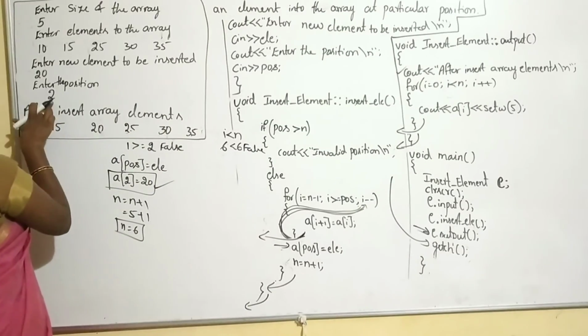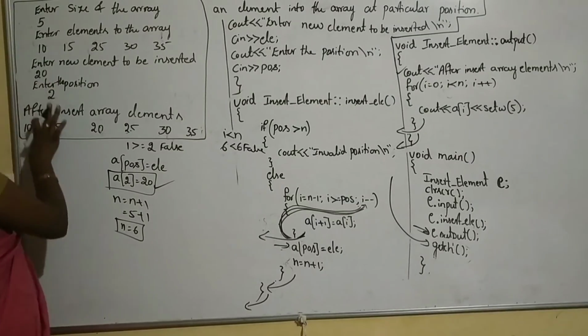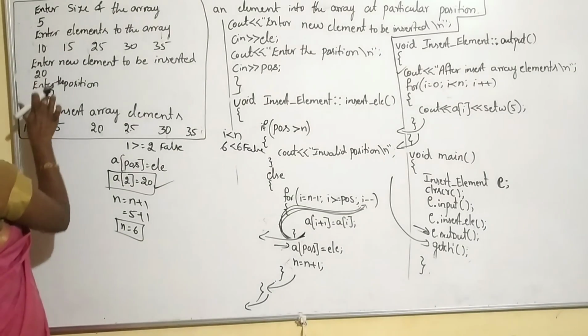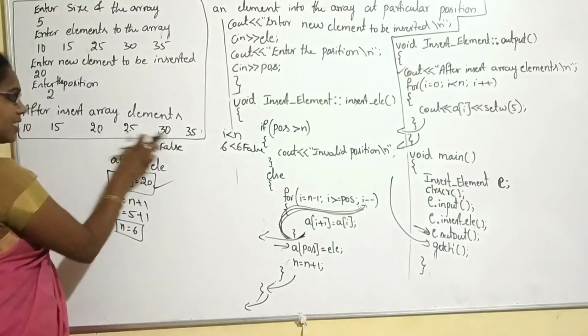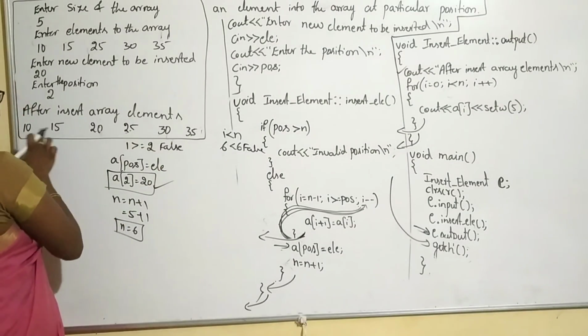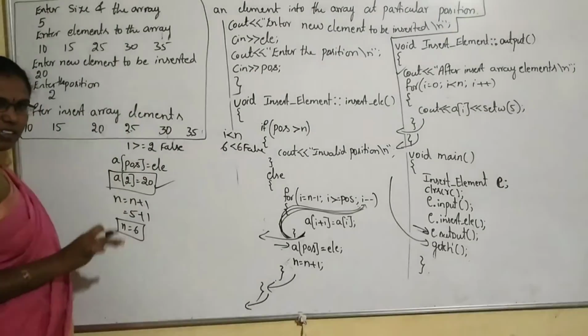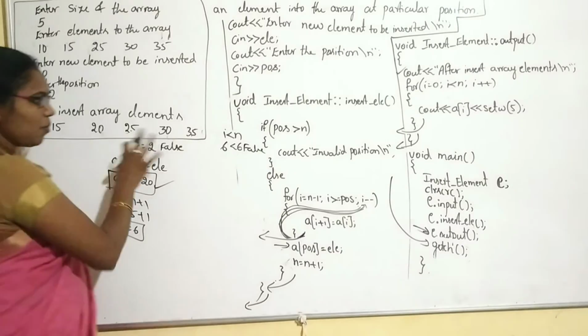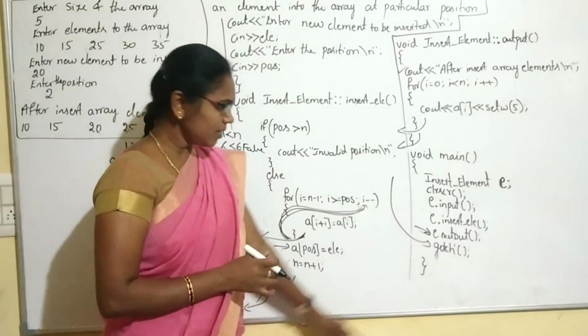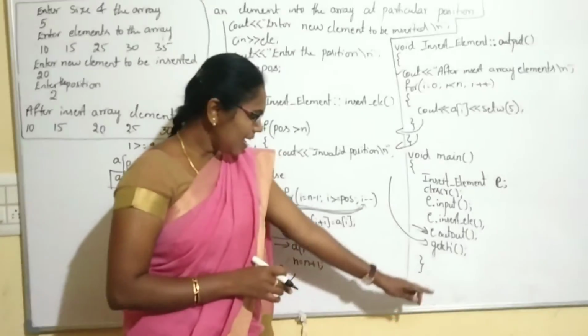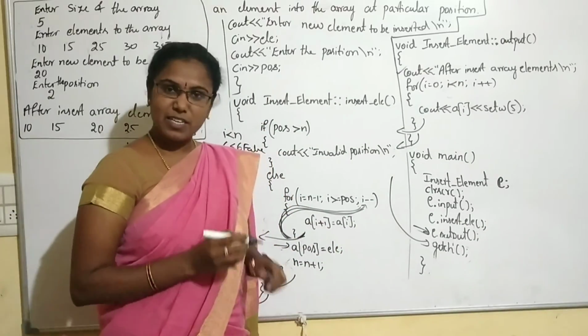First, we are having 5 elements in the array. Later, at position 2, we are inserting the element 20. After inserting the element 20 at position 2, we get 6 elements. The 6 elements are 10, 15, 20, 25, 30, 35. Understood? So this output is displayed on the monitor screen with the help of the getch function. Later, the main function will be terminated.